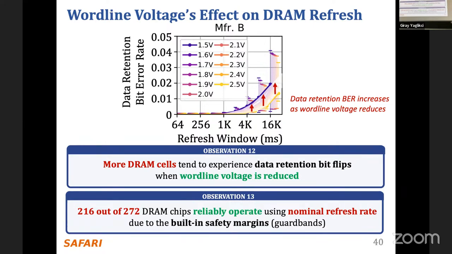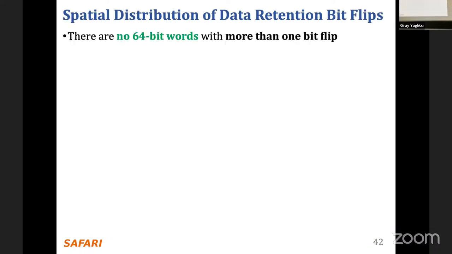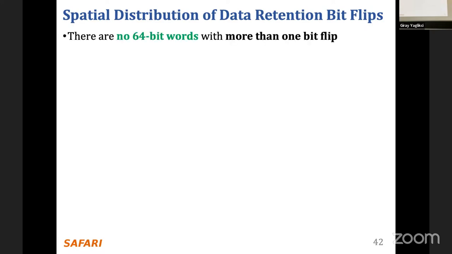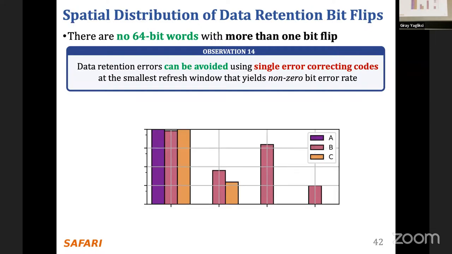But the good thing is that for most of the DRAM chips, we do not observe any bit flips at the 64 millisecond refresh rate window. This is the nominal refresh rate, and if you just apply this, you're okay. This is the case for all the modules from all three manufacturers that we test. We also look at the remaining chips here, and how the errors vary across different 64-bit words. We observe that there are no 64-bit words with more than one bit flip. So this is a data word, and if you apply ECC, the most simple ECC, a single error correcting code, is capable of correcting one bit flip in a 64-bit data word. So it will correct everything.